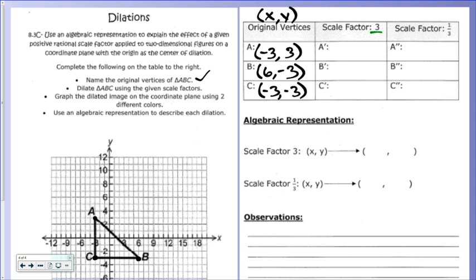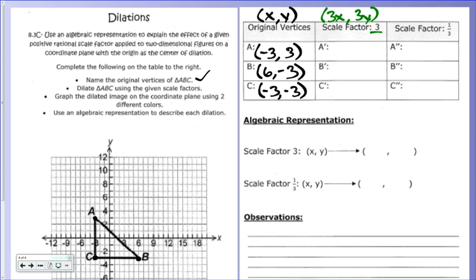They're telling us that the scale factor is 3, and you need to be able to take that information and create the new image using the scale factor. So 3 is what you need to multiply by to get to your new image. So we're going to use the ordered pair of 3x and 3y because I have to multiply everything by 3 to get to my new image.